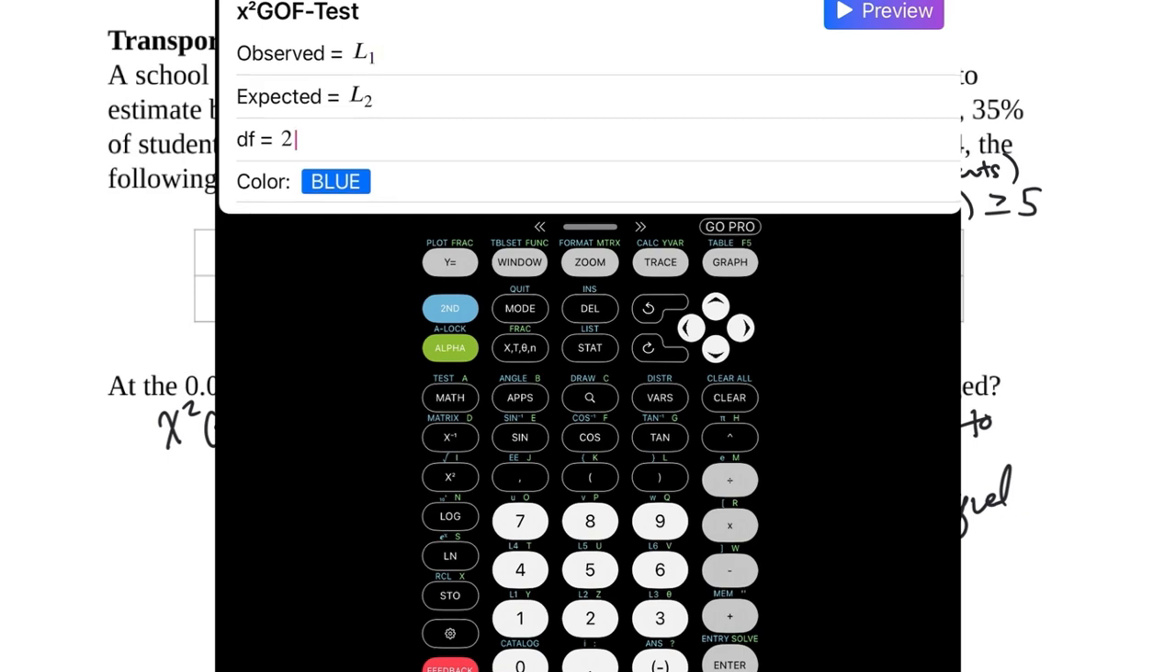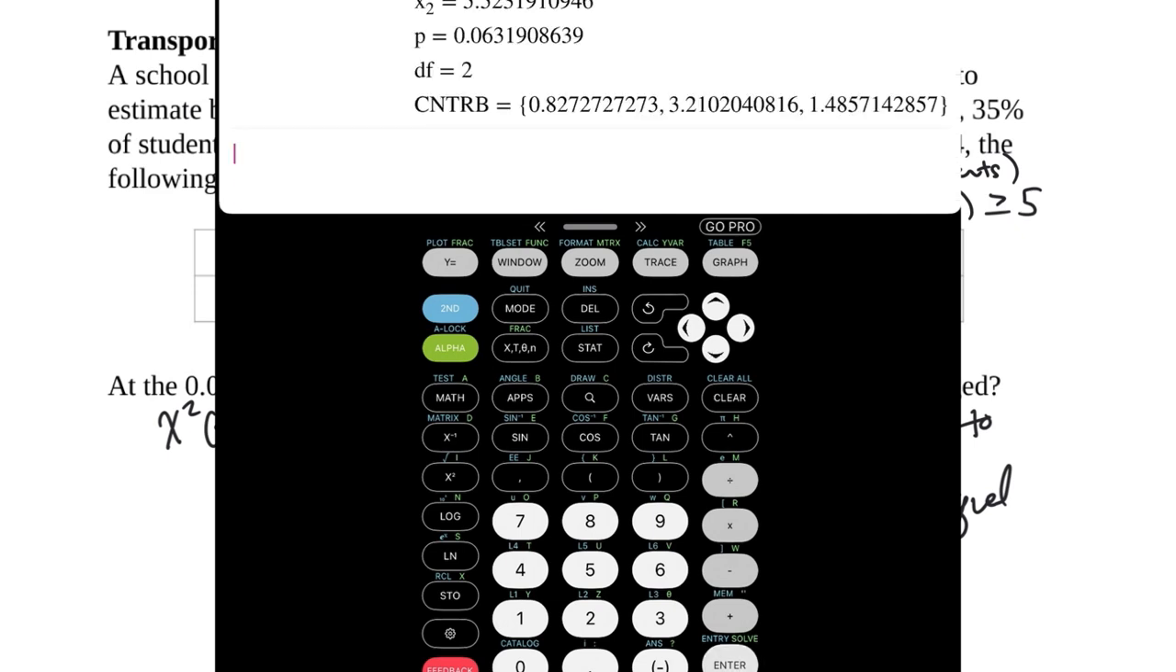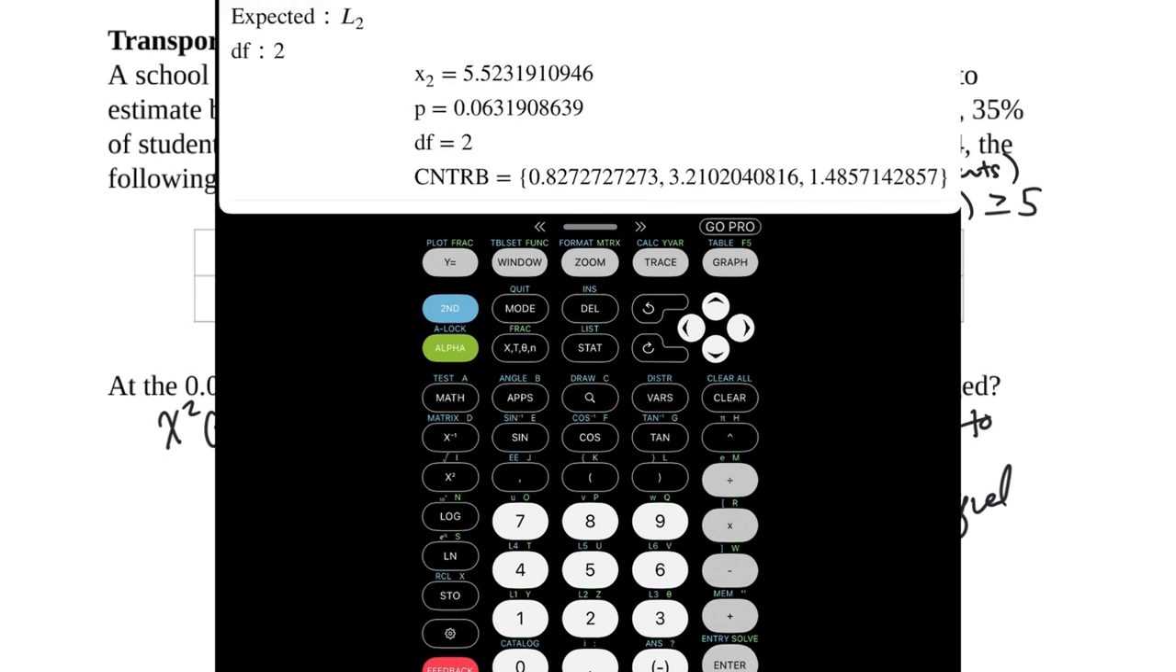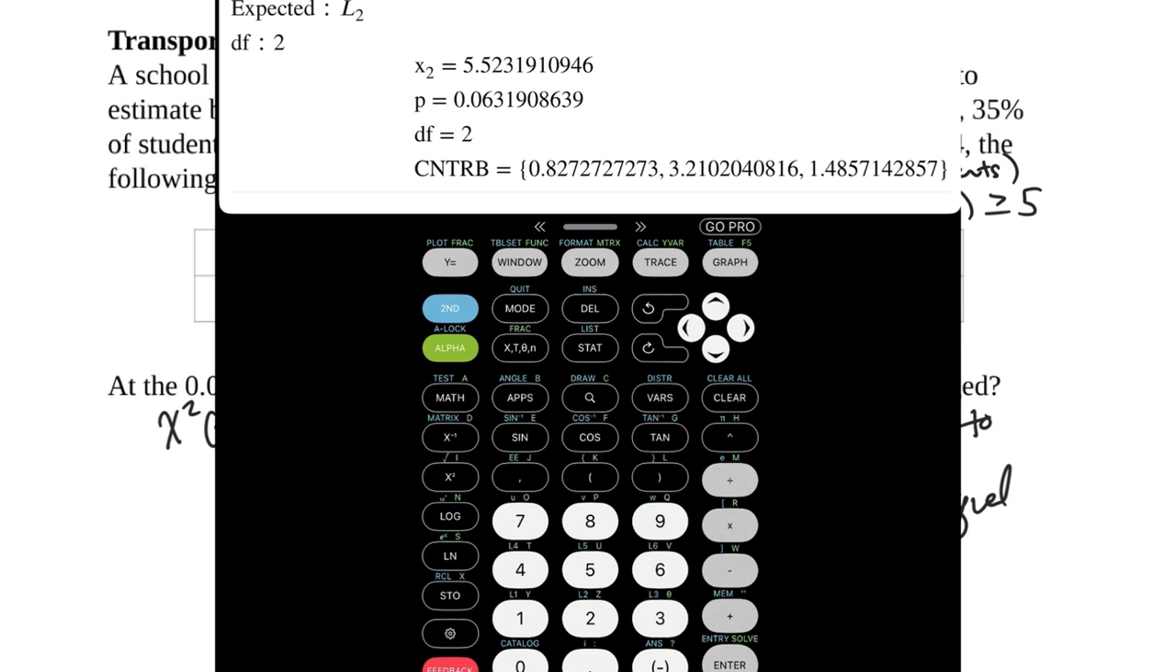Remember, the degrees of freedom is always the number of categories minus 1. We had 3 categories: bus, ride, or walk, and we subtract 1. We hit calculate, and here we are. My chi-square statistic with 2 degrees of freedom is 5.523, p-value 0.0631.